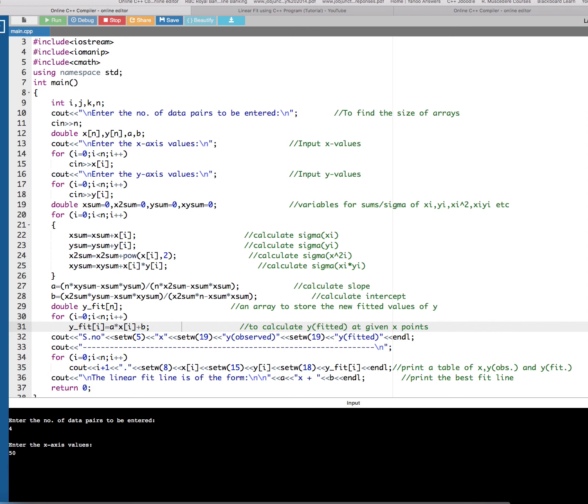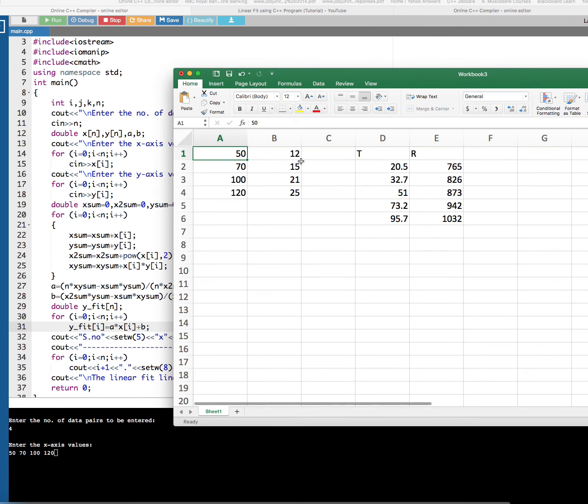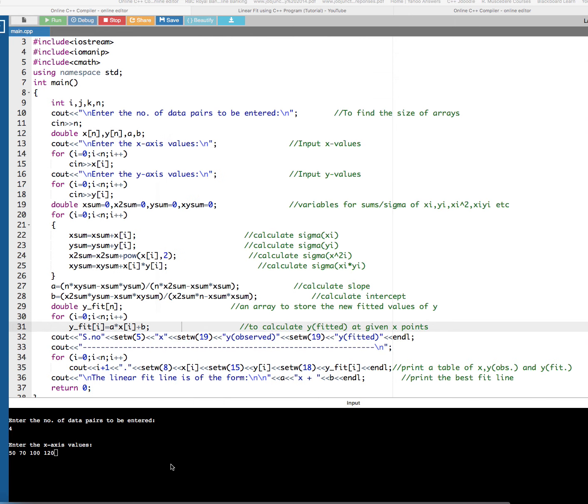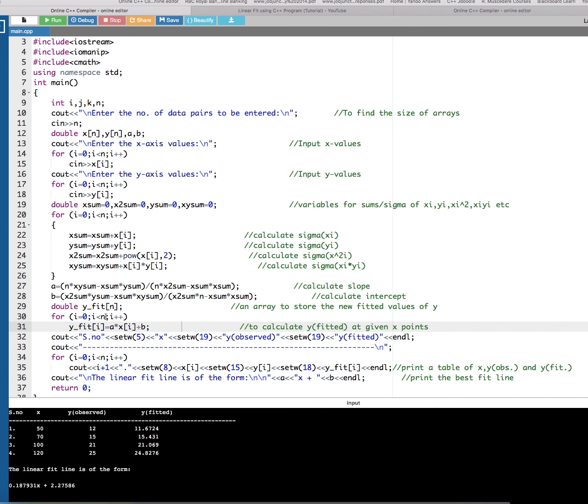50, 70, 100, and 120. These are our x values. Now let's look at our y values. 12, 15, 21, 25. Okay, now we entered all the values, and if you look at this one, we have the equation that best fit all the points.